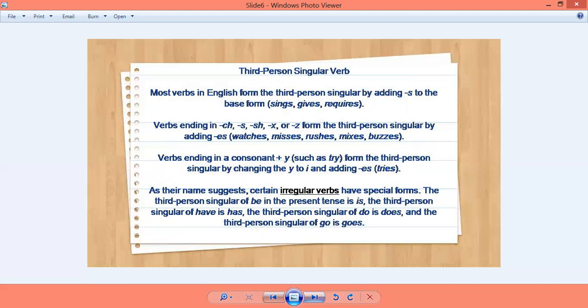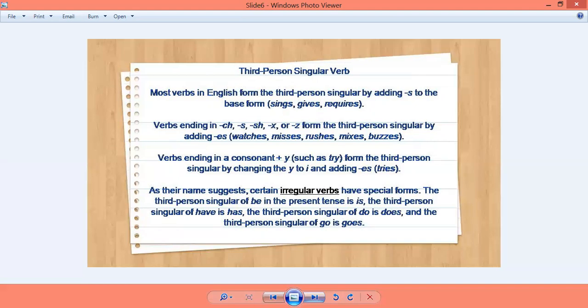Say for example, sings, gives, requires. So it happens so कि कोई भी verb होता है उसके पीछे s लग जाता है. कब? जब third person singular होता है. Right? But sometimes instead of adding just s, we add es. So when does that happen?